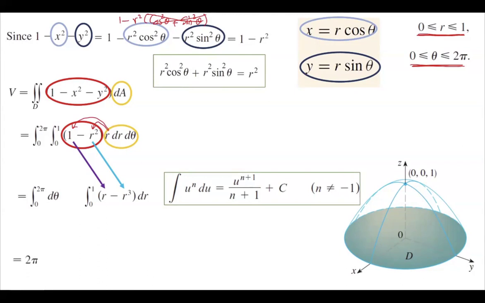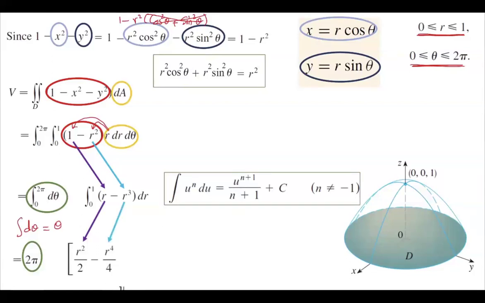Now for the integral itself, the integral of d theta is theta. You just plug in 2 pi minus 0, you get 2 pi back. And then for the integral of r, this is r squared divided by 2 minus the integral of r cubed, which is r to the 4th divided by 4. And r is bounded between 0 and 1. So when you plug in 1, you get a half minus a fourth, multiplied by 2 pi, which is pi divided by 2.